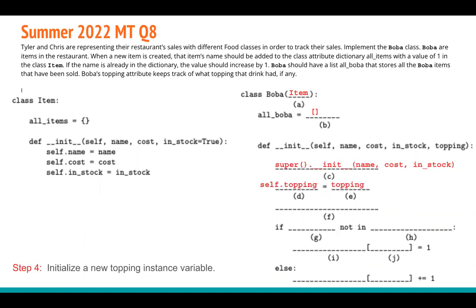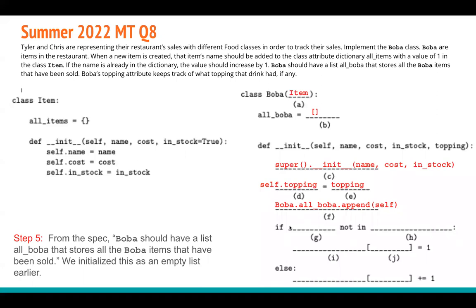Next, we're going to initialize a new topping instance variable, self.topping. And this is kind of showing how in a child class or a subclass, you can have new instance attributes specific to that class. For example, not all items have toppings, but since boba usually does have toppings, you can have a self.topping instance attribute.